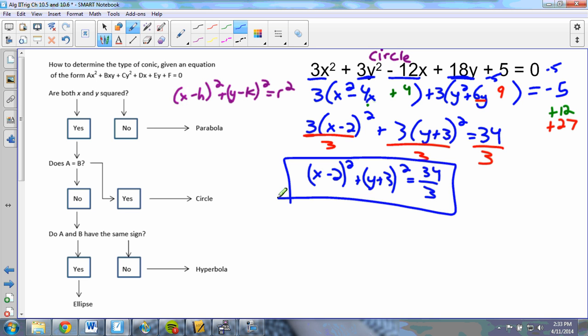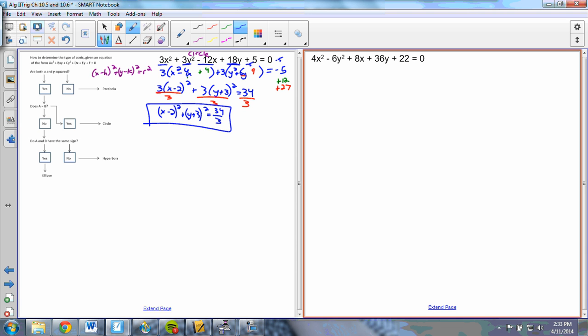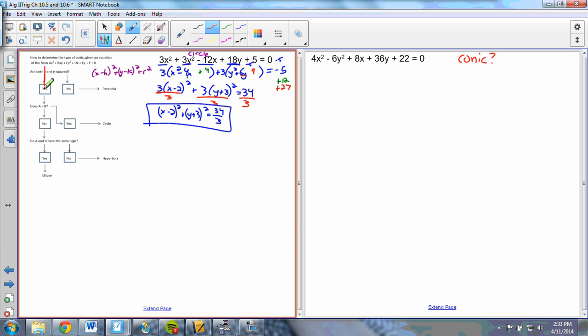Okay, if I go through this process for this problem, I'm going to go through my flowchart again. I'm going to find what type of conic this is: circle, parabola, ellipse, hyperbola. Are both x and y squared? Yes. Does a equal b? No. A is 4, b is -6. Do a and b have the same sign? No. This is a hyperbola.